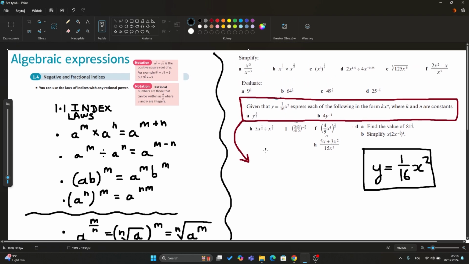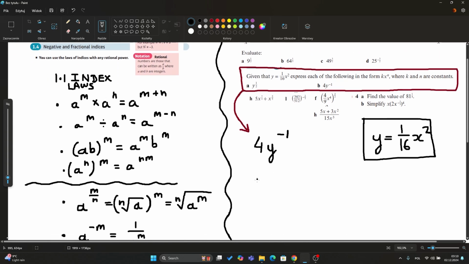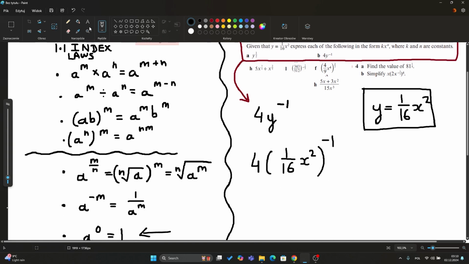Now for part B of the question, we have 4y inverse. So that means we plug in the value of y to be 1 over 16x squared, and we do power minus 1. What we do here is first we focus on the brackets and the powers, because if we look at BODMAS, the multiplication is here, the brackets are here, and the powers are here. So we do the brackets and the powers first, and the multiplication is last.